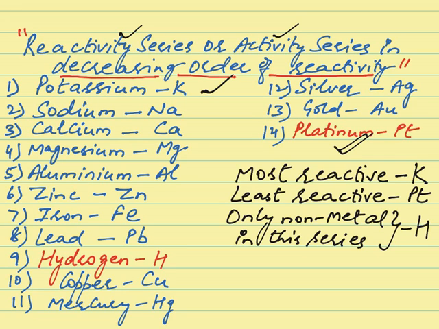Now, one more point here has to be noted, that hydrogen is the only non-metal that is present in this reactivity series. Means hydrogen is more reactive than copper, mercury, silver, gold, and platinum. Hydrogen is more reactive. It means hydrogen has the capability to displace copper, mercury, silver, and gold from their compounds. So this was all about displacement reaction.